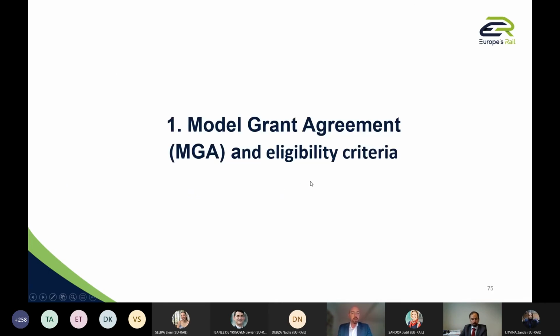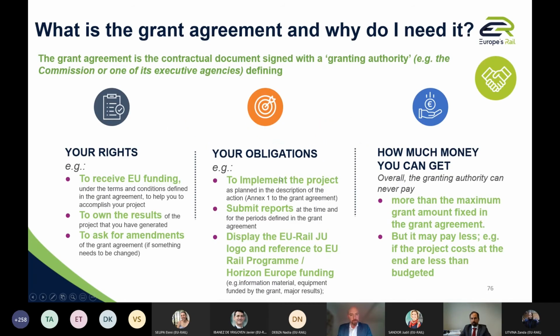So first, let's start with the grant agreement. Just in summary, what was said before, we need a grant agreement to define your rights, your obligations, and also the amount of money that you will get from the moment the technical part and the technical objective is reached. So your right is to receive funding, to own the results, and eventually to ask some amendments. So this part I will explain after.